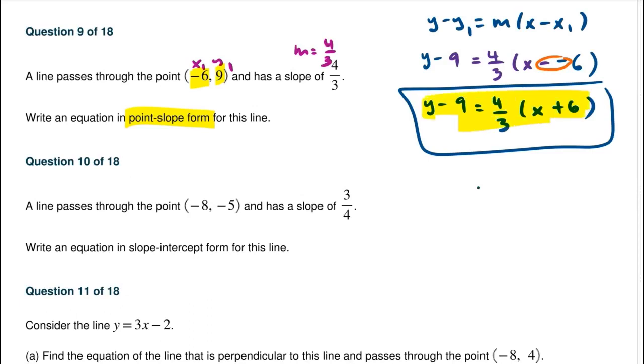They don't want you to solve for y, so do not go ahead and distribute 4 over 3 and get y by itself. They want point slope form. That's it.